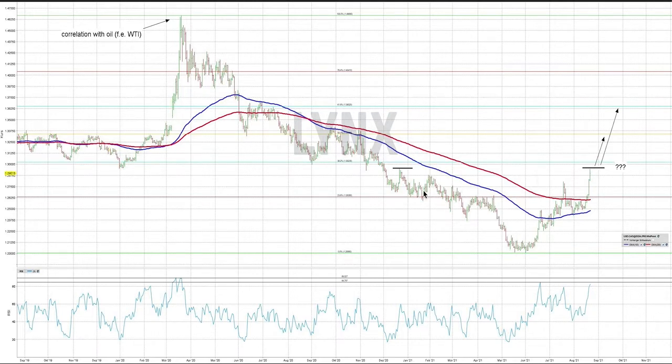So possibly a first reaction, because there is another high to be seen possibly in this RSI, in this relative strength index area here, well above 82 right now we are speaking. All right, this is the case for the chart technical part.